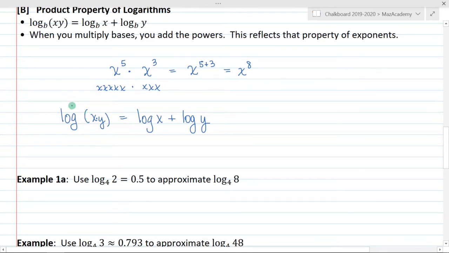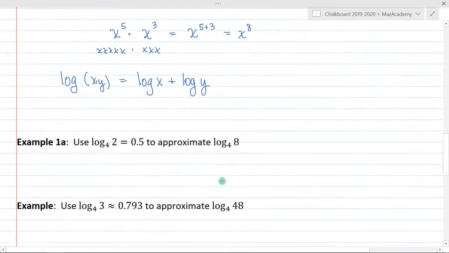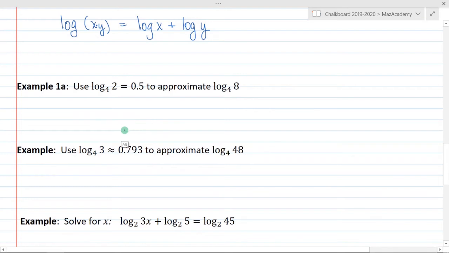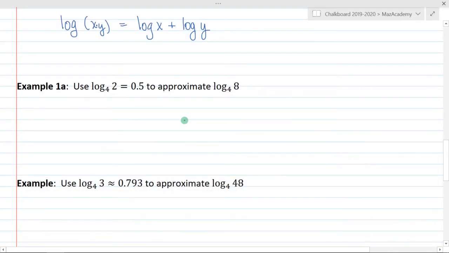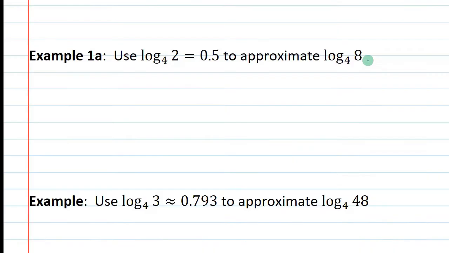And it's pretty useful, and you're going to do a lot of homework problems tonight where you're going to use it. So here's an example of one of the homework questions. This might seem a little strange at first, but when you get used to it, you'll see how this works. Use the fact that log base 4 of 2 is 0.5 to approximate log base 4 of 8. You might say, huh? Well, think about this for a second. They're giving us a value for log base 4 of 2, and then they're asking us to figure out what log base 4 of 8 is.